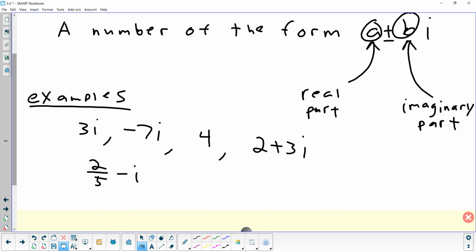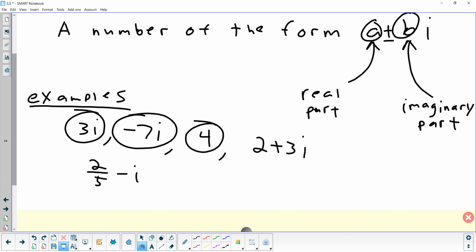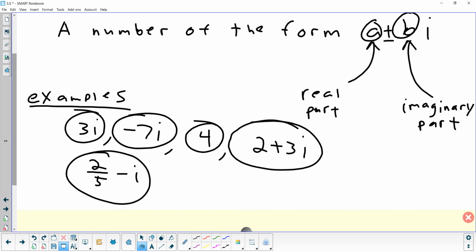Right, so these are all examples of complex numbers. That one and that one are what you call pure imaginary numbers. They have no real part. This one is called a real number. You could think of it as 4 plus 0i, no imaginary. And this is a complex number with a real part of 2 and an imaginary part of 3. And this is a complex number with a real part of 2/5 and an imaginary part of negative 1.